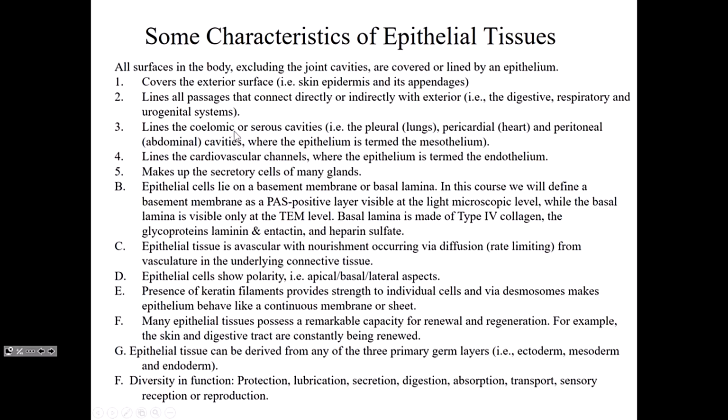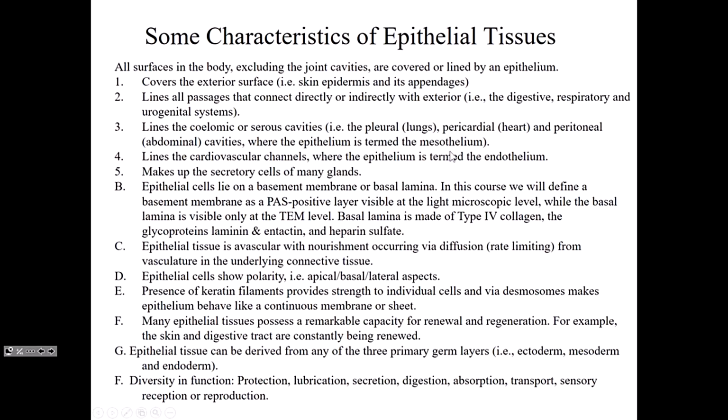Epithelia also line various cavities. So the coelomic cavity, okay, where many of your abdominal organs reside, and serous cavities. So the cavity around the lungs, the pericardial cavity, the cavity that houses the heart. I mentioned the peritoneal abdominal cavity. Okay, these are all lined by epithelia, and they're given different names.